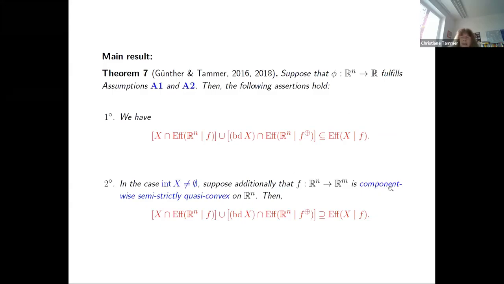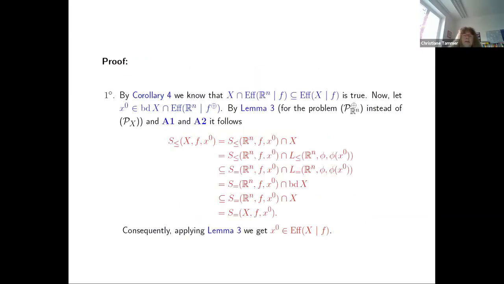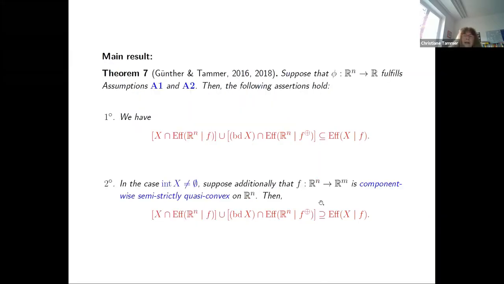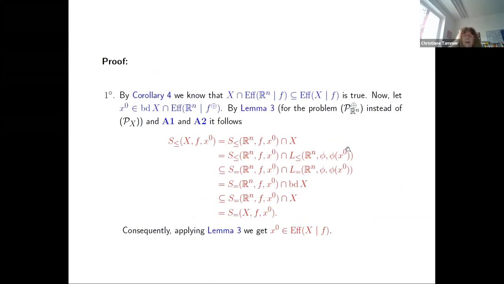Because under this additional assumption that F is component-wise semi-strictly quasi-convex, we have here the equality. And I would like to show you the proof of this assertion. At first, we start with elements belonging to this union here, and we have to show that we have an element belonging to the set of Pareto-efficient elements of the constraint problem.